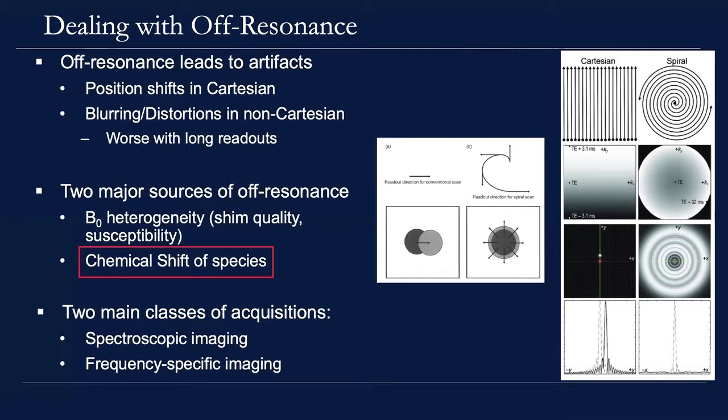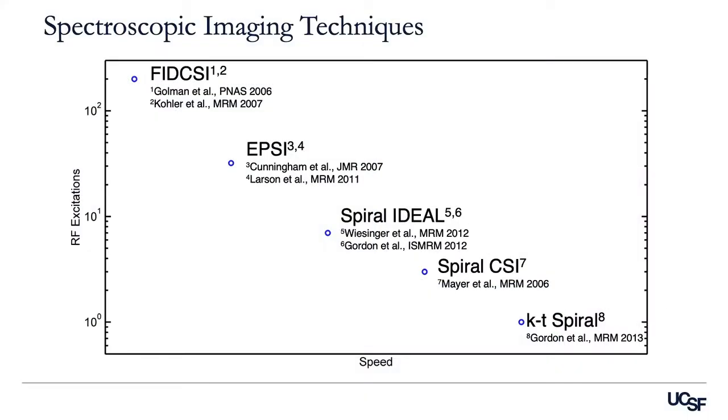So to do this, we need to employ imaging approaches that can deal with both spatial encoding and spectral information of some kind. And there are two main classes here. There's what I call spectroscopic imaging, like CSI and EPSI, and then frequency-specific approaches, somewhat like the SSFP we talked about before.